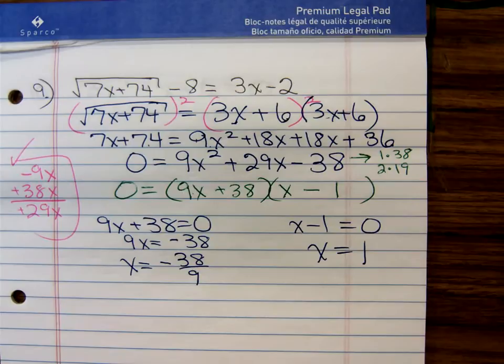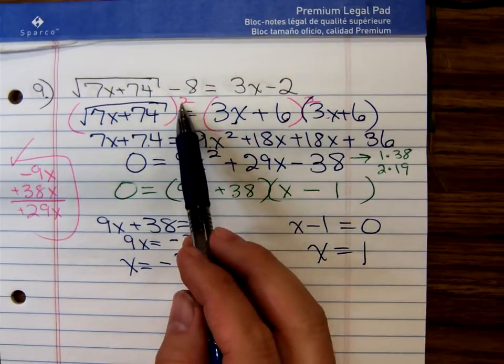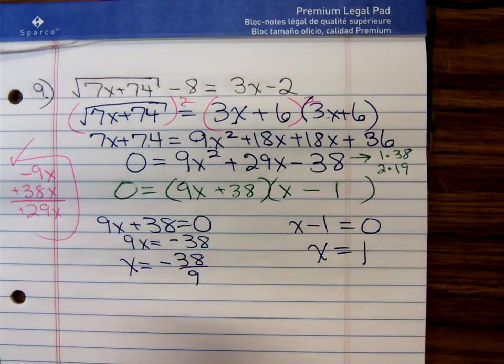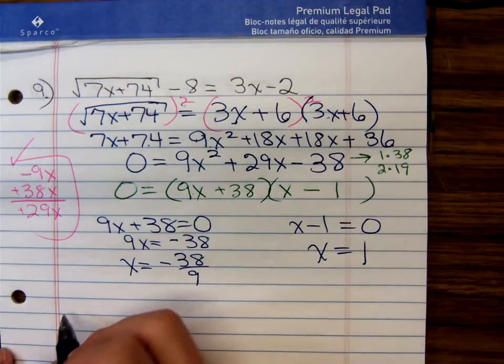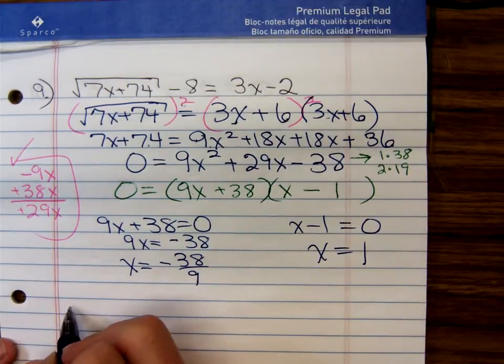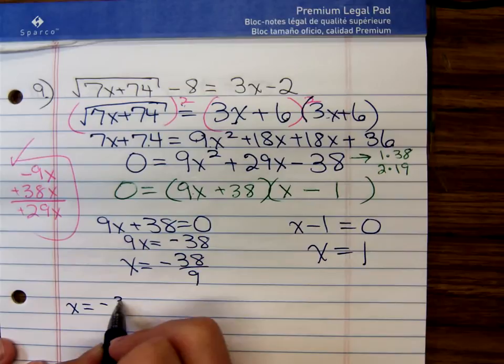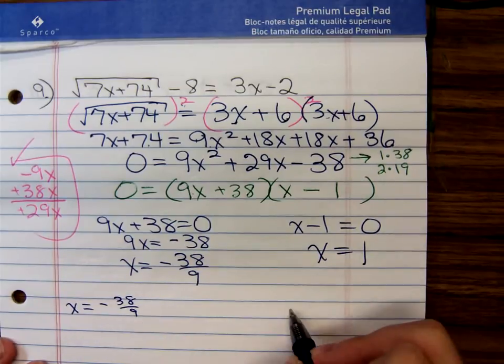And are we finished? No, since we raised both sides to an even power, we're going to have to check our work. So we have two possible answers: x equals negative 38/9 and x equals positive 1.